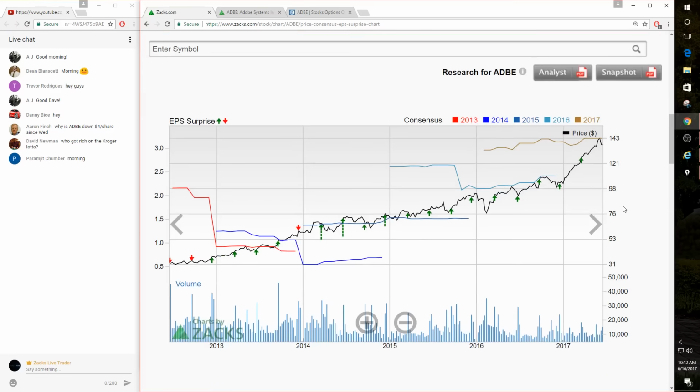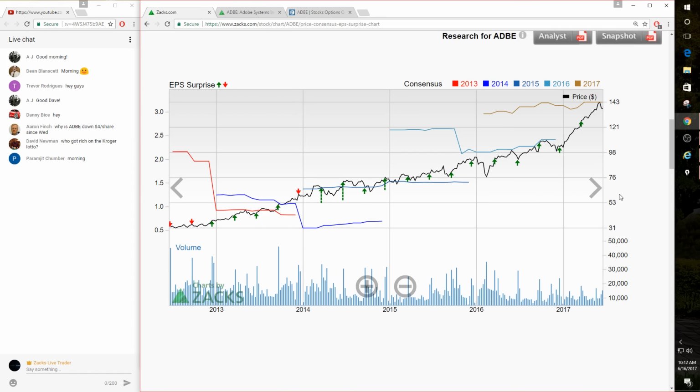So let's dig in a little bit here on Adobe. And this earnings picture has been pretty good as well. As always, the black line corresponds to the right y-axis, which is price. The little red arrows are earnings misses. The green arrows are earnings beats. And these multicolored lines represent the evolution of our Zacks consensus estimates over time.